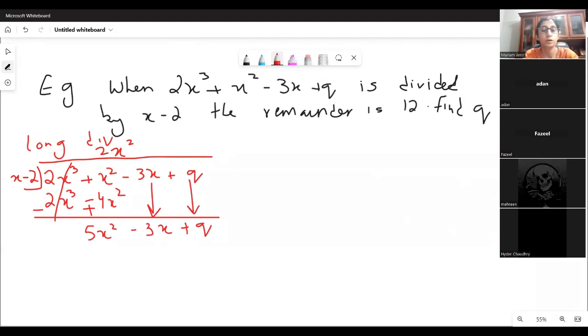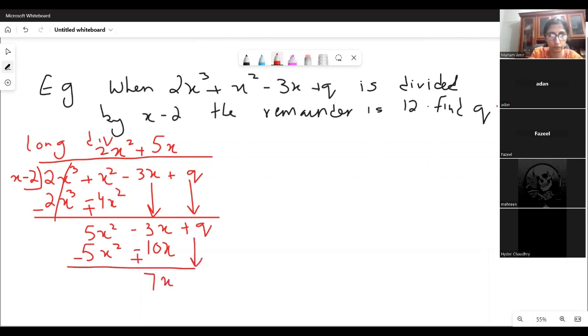Okay. Now, after multiplication, we're supposed to get 5x square. That means the next expression we'll write in the quotient would be plus 5x. So 5x square minus 10x. Change the signs, minus plus, which gives us 7x, and plus q is brought. Next, I need 7x. So we write plus 7 over here. 7 times x is 7x minus 14. Change the signs.